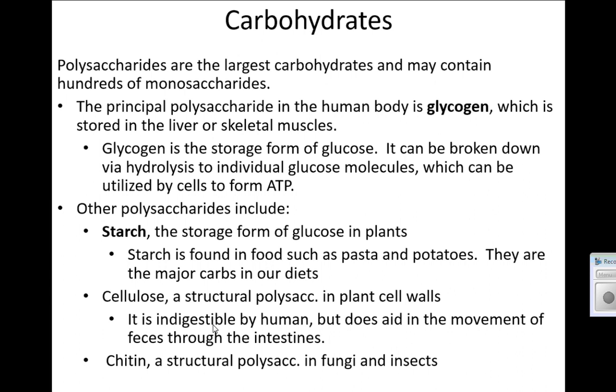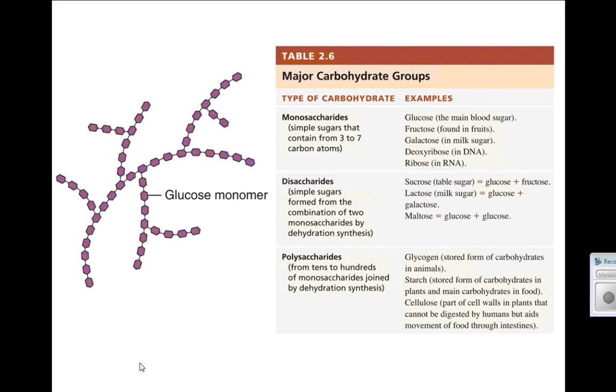And then there is a fourth polysaccharide, which is chitin. Not really discussed at all in the book, but it is a polysaccharide that's found in bugs and other insects. It gives them their exoskeleton, that hard outer shell, and it's also found in fungi, so not that important to us, unless you're eating bugs or fungus.